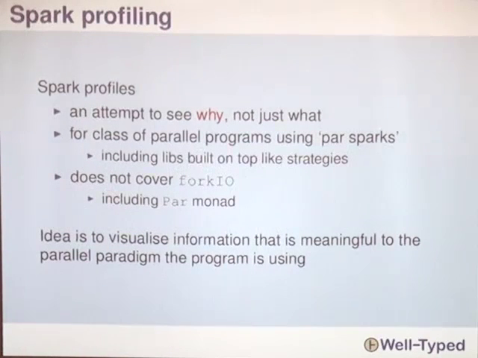But the thesis is that to see why something's happening, you have to be more specific to the parallel model or paradigm you're using. You have to show information that's relevant to the cost model, to the model of parallelism you're actually using. So we're looking at the Spark model. I think you need to do something similar but different for each different model, basically.